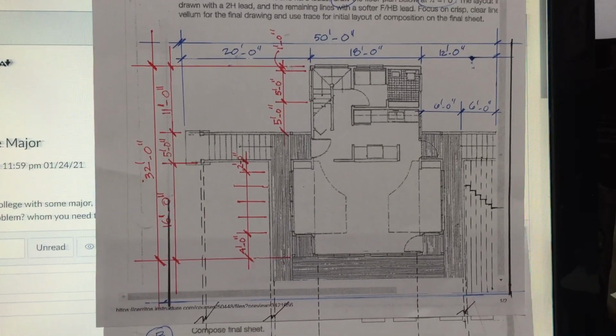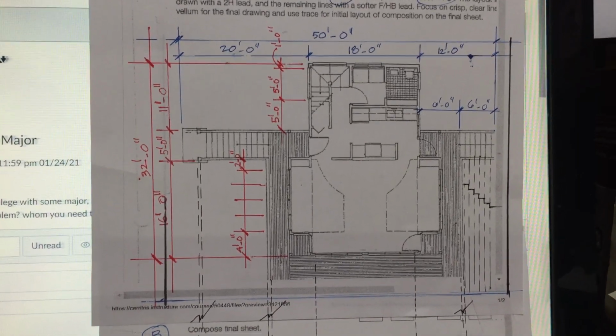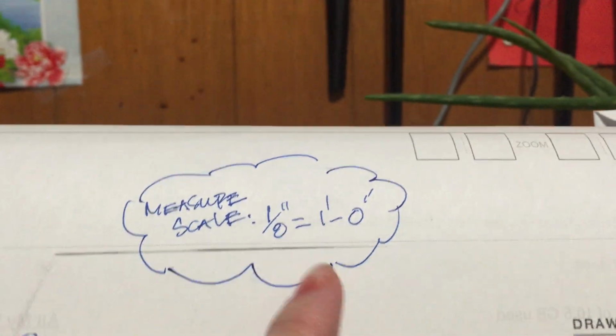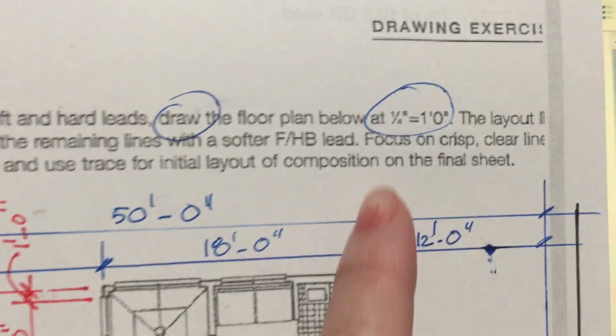And you start to draw at 1/4 scale. Okay, so remember, I need you to draw at 1/4 scale. You measure on 1/8. Measure on 1/8, but when you draw, use 1/4 scale.